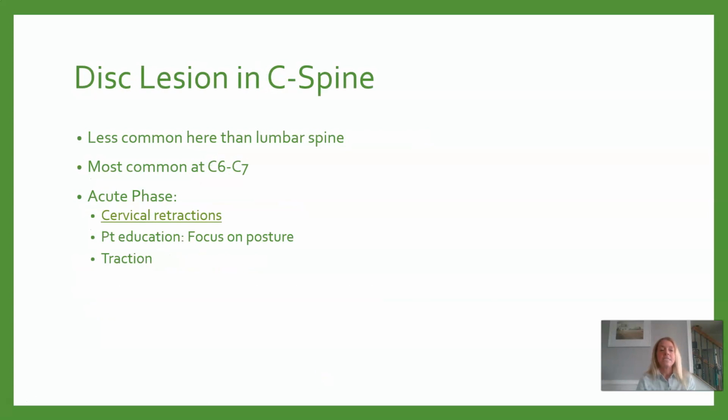If someone has a disc lesion or herniation in the cervical spine, it is less common to occur in the cervical spine than the lumbar spine. The most common level is going to be C6, C7 because of the amount of motion there. In the acute phase, cervical retractions are the equivalent of a prone press-up for herniated discs.